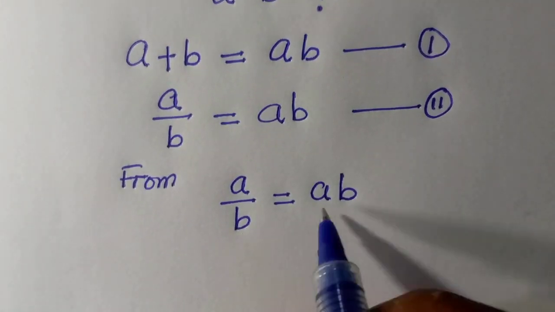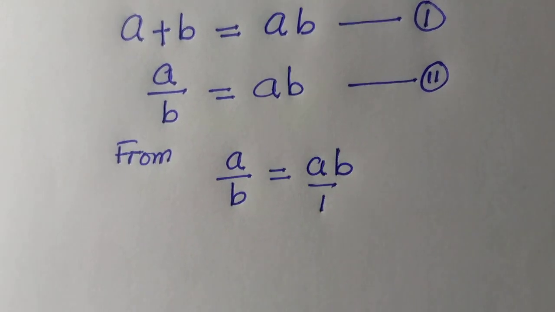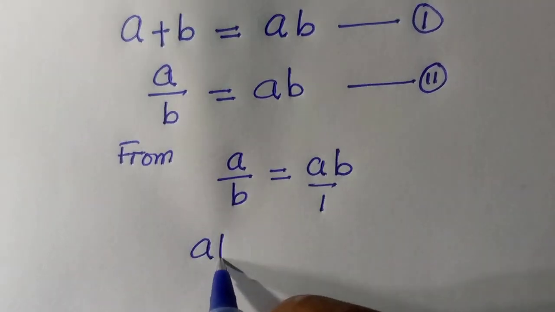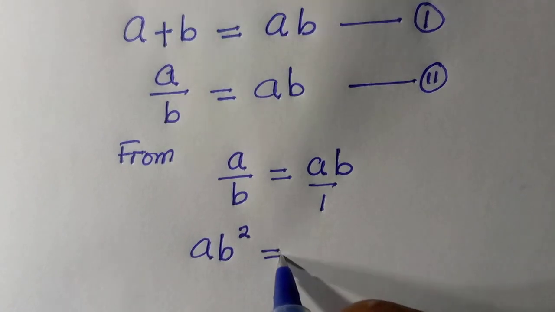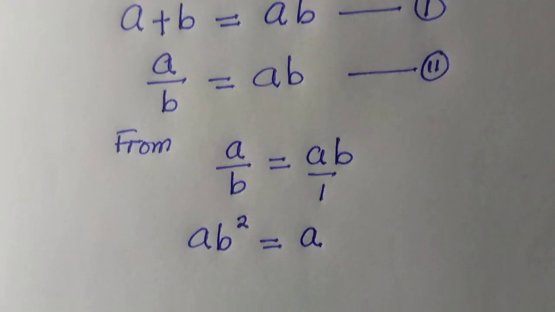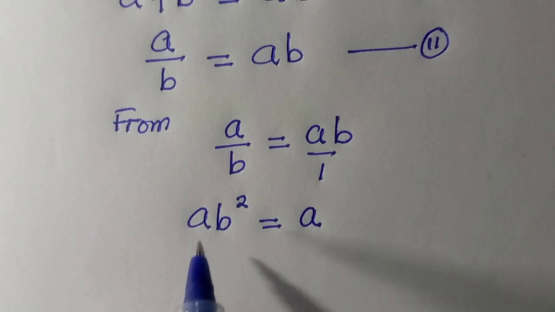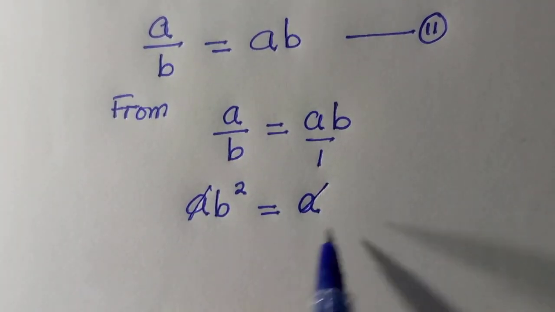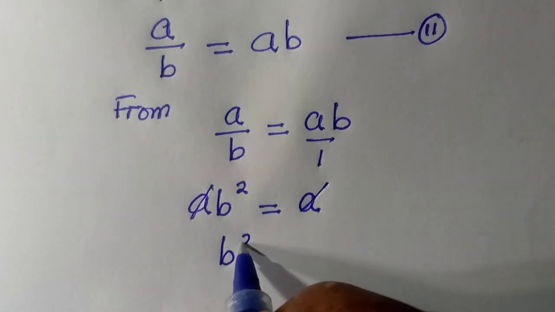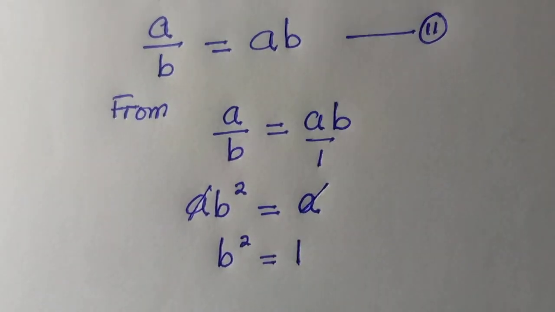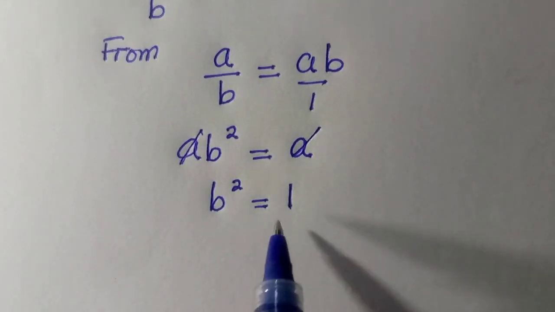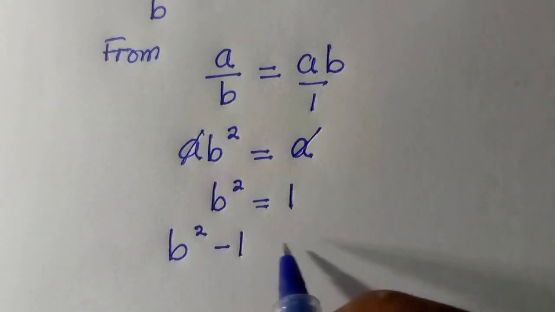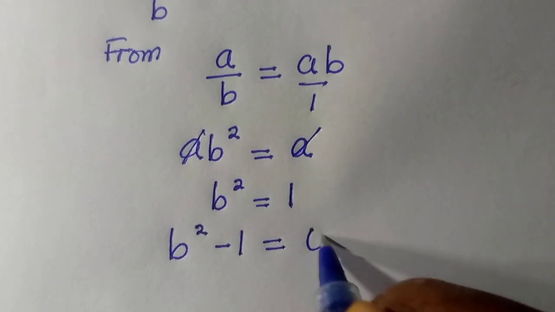So let's cross multiply, so that we have b multiplied by ab. That gives us ab squared equals a. At the two sides, if I cancel a and a, so let's say we divide both sides by a, we have b squared equals 1. Having b squared equals 1, we take 1 to this side because it's a quadratic. So we have b squared minus 1 equals 0.